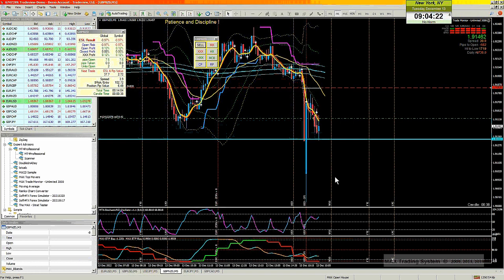The US dollar is again weakening. The pound is also a bit weakening.